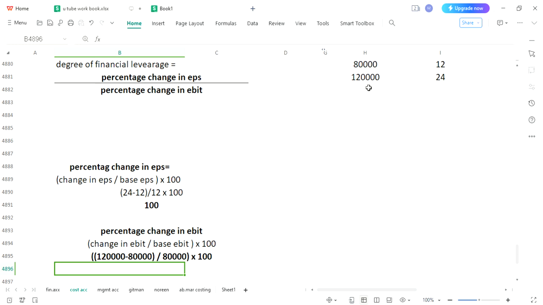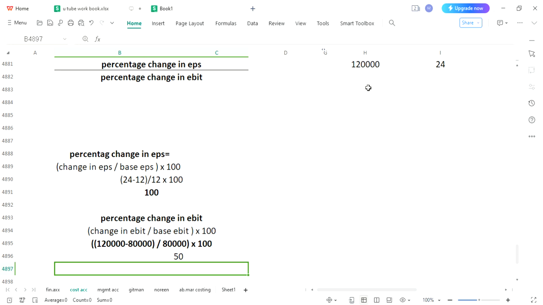So in this way you can calculate your percentage change in EBIT. The statement has been completed, so we can put it on our calculator. Simply subtract both EBITs to calculate change, divide it by base EBIT, which is 80,000, close your bracket and multiply it with 100. Okay, so we have calculated the second change, of EBIT. Please note it down. This was change in EPS and this is change in EBIT.